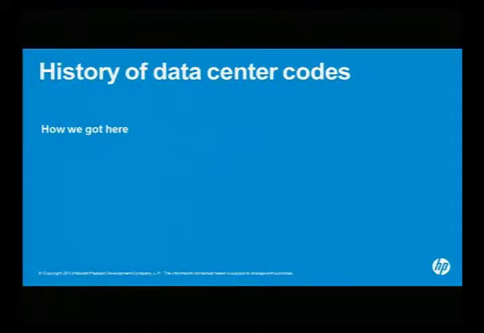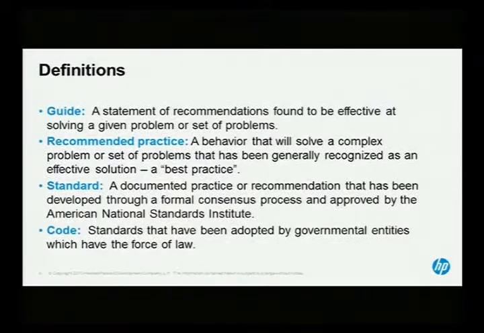So the history of data center codes really started back in 1959 or so. As with any code presentation or any code book, you always have to start with definitions. I want to call your attention to two things. First of all is the standard definition. A standard is a documented practice or recommendation that has been developed through a formal consensus process and approved by the American National Standards Institute. We have a couple of standards we have to follow. Most importantly, the code piece of it, which is standards that have been adopted by governmental entities which have the force of law, and that's what we really worry about.